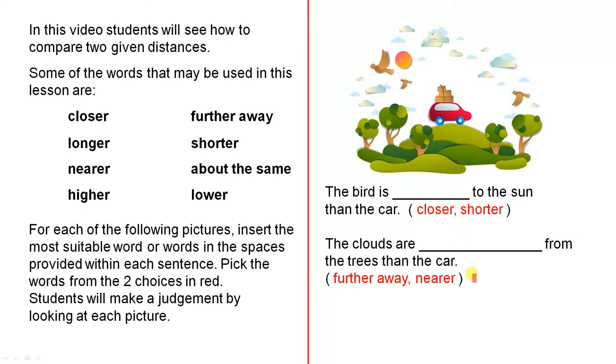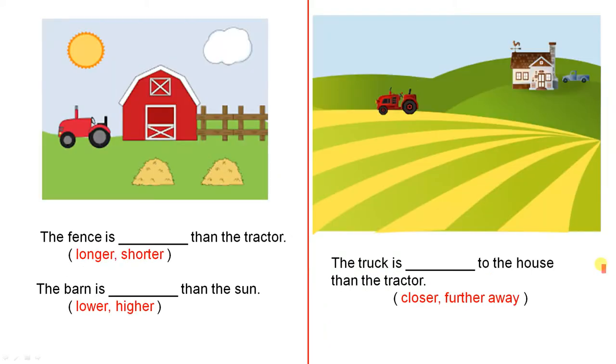The clouds are, and here is the space, from the trees than the car, and they are the two choices. The fence is than the tractor. The two choices are longer and shorter. The barn is than the sun, so lower or higher. The truck is to the house than the tractor, closer or further away.